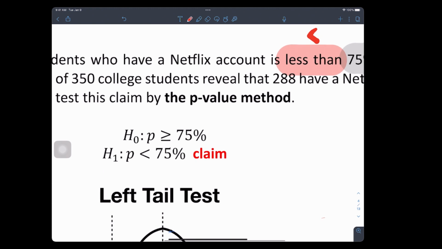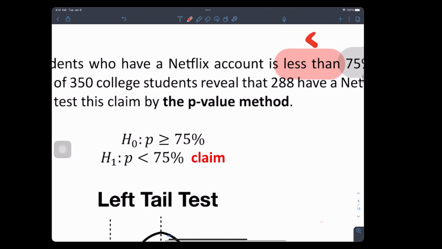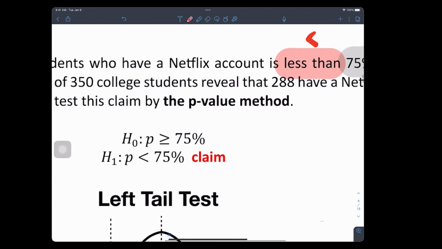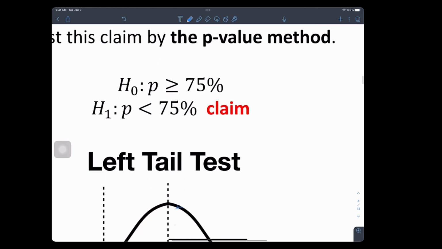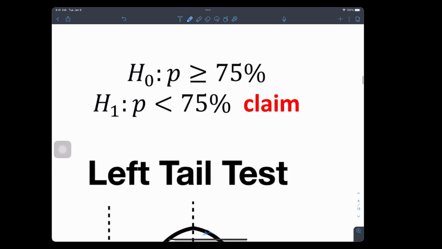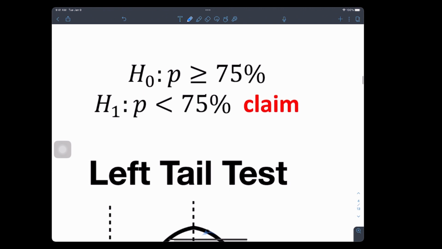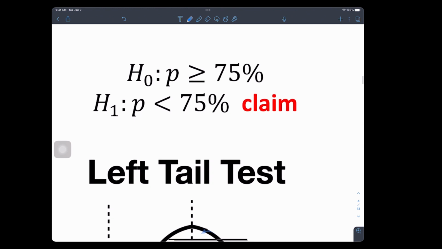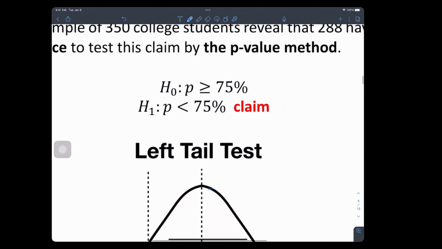So P less than, what kind of hypothesis is that? You're actually looking at it. P less than 75%. You guys see how I wrote it down? What is that, ladies and gentlemen? Isn't that an alternate hypothesis? Didn't I write it down here? And that is our claim. You always want to put that there. That's why I even put it in red. Claim in red. All right.